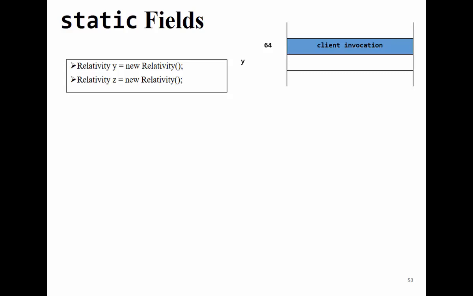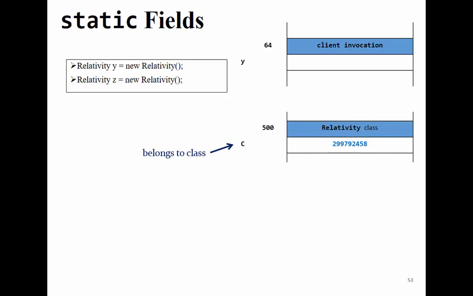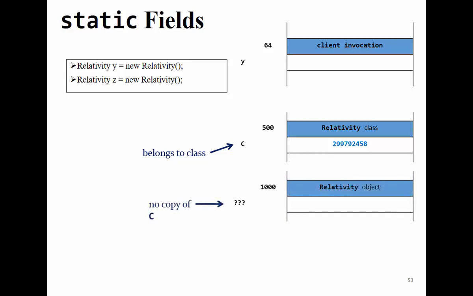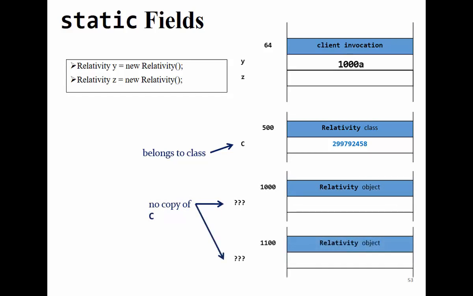So the client went through and created two objects, relativity y and relativity z. Let's see how the memory layout will look, just to see the impact of the static fields. So we call y, and we have a relativity class loaded in memory at address 400, and we have the value for z. C belongs to the class. So there is only one copy of C, and we define relativity for y, and that is at address 1000. And also we have a relativity z at address 1100.